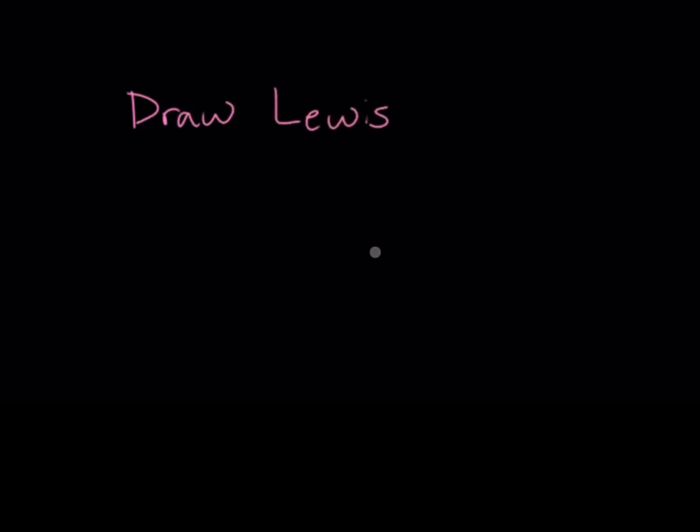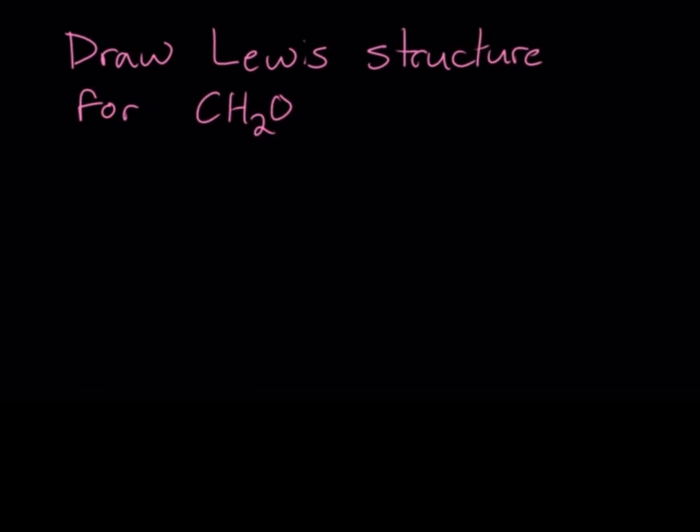Now, I want you to draw a Lewis structure for CH2O. You can pause the video here, or you can watch along as I solve it with you. So we know hydrogen has one valence electron, so we're going to draw two of those. Oxygen has 1, 2, 3, 4, 5, 6. And carbon has 4.